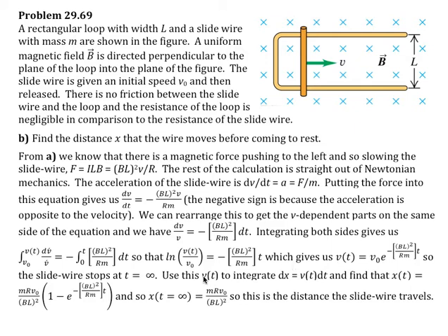Now, how far did it go? Well, just keep going. We know that v of t is dx/dt, so we can write dx is v of t dt. Again, after we plug in the v of t that we've already found, integrate both sides, and find x of t is equal to this expression. Set t equal to infinity, because that's how long it takes to stop, and you find out that this is where x is. This is how far it's gone in that time.